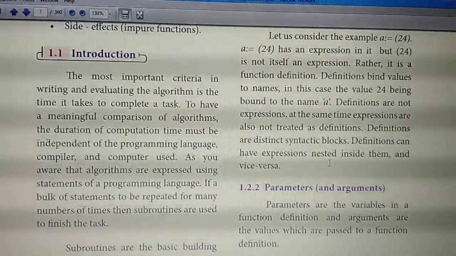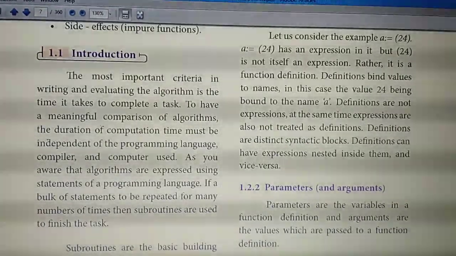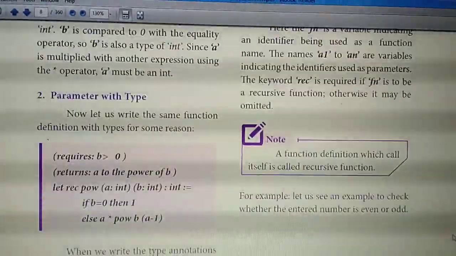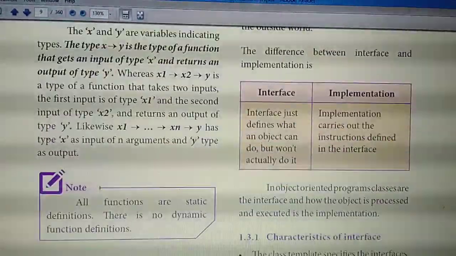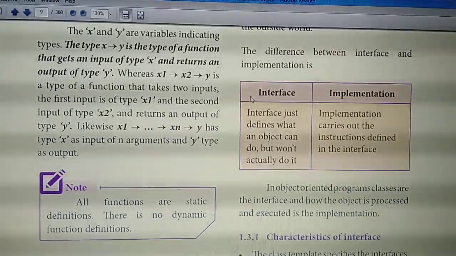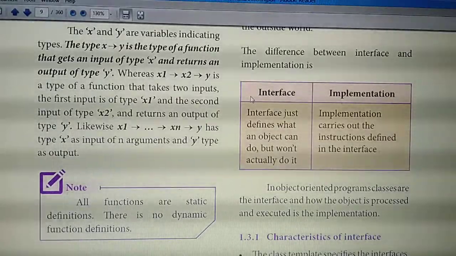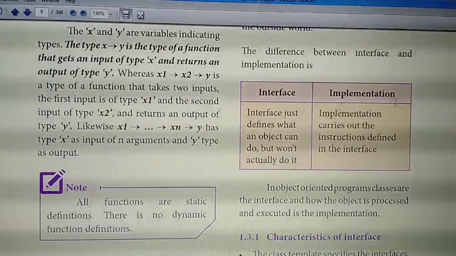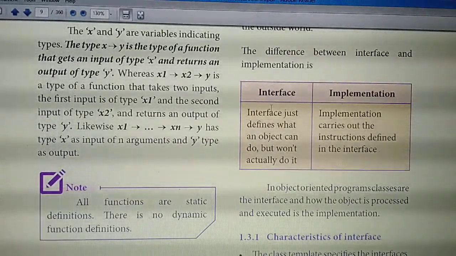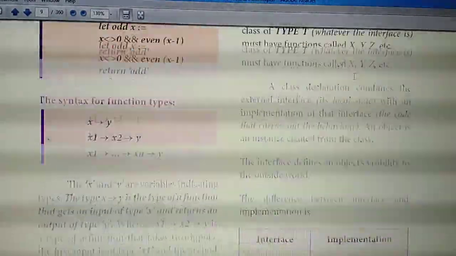Then next question. Take page number 4. Not 4, 3, sorry. Page number 3, so all of you take page number 3. Differentiate interface and implementation. This is the fourth 2 mark question. Differentiate interface and implementation. Have you all marked?